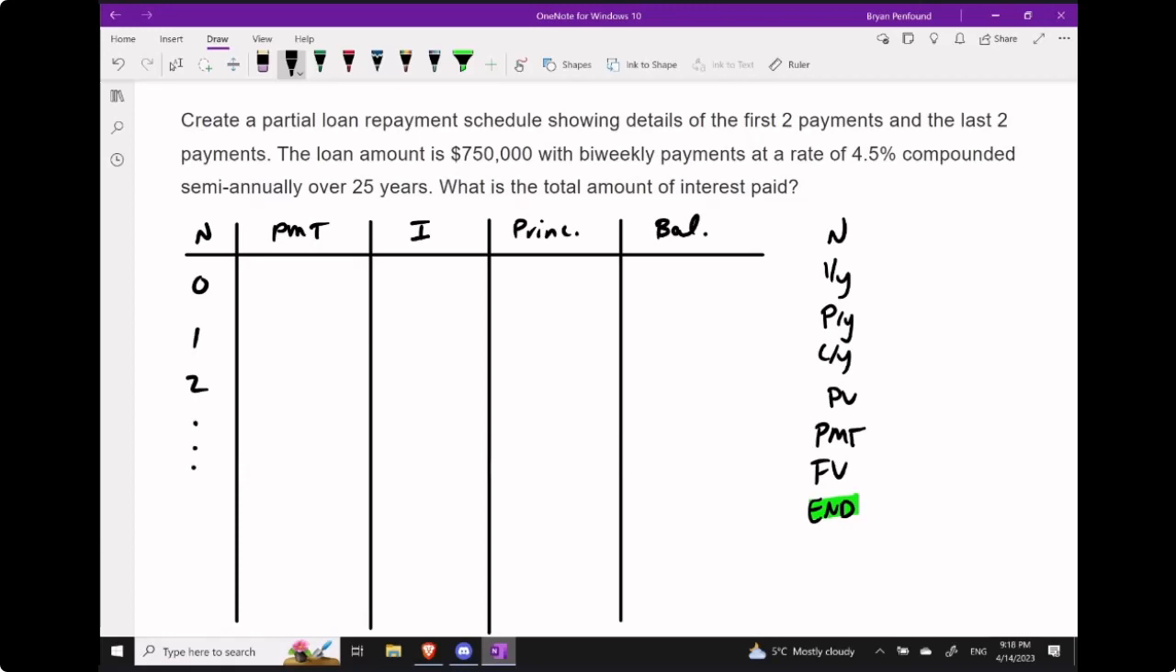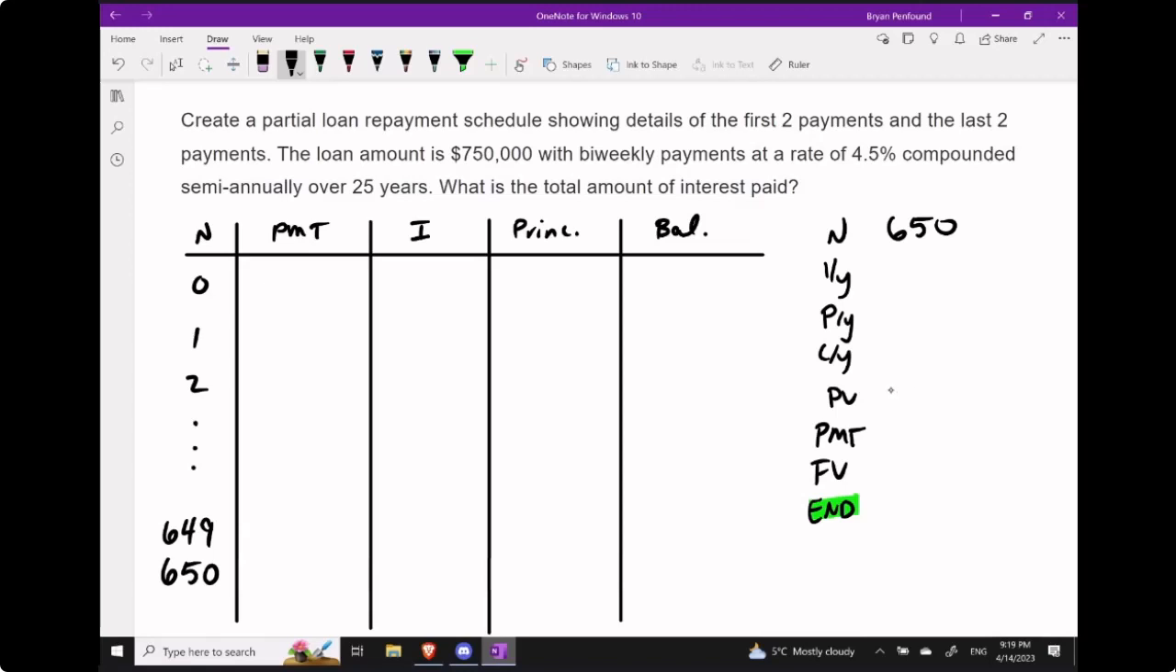Since we have bi-weekly payments happening over the span of 25 years, we can take 26 and multiply that by 25, and we know that n is equal to 650. So let's take a look at rows 649 as well as 650. In order for us to get there, though, we are going to need the payment size, since that's not given to us in the question.